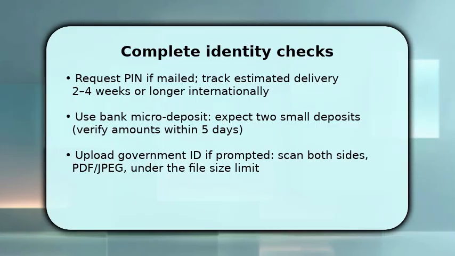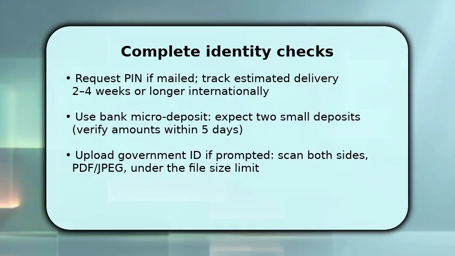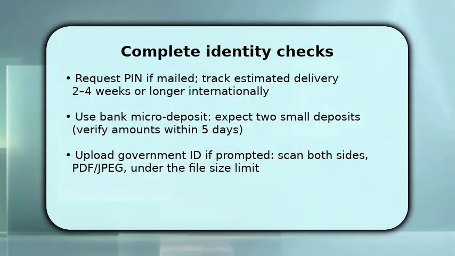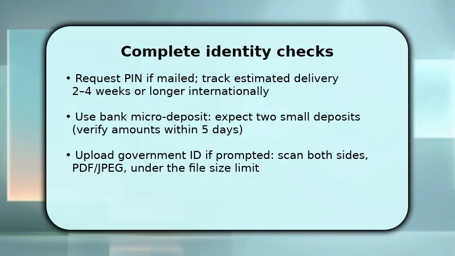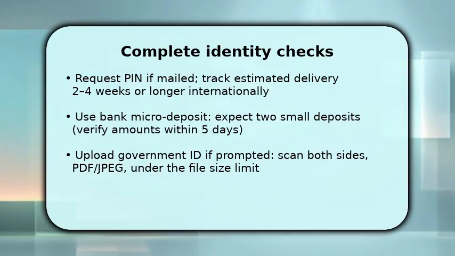Once your payment profile is set, proceed with the middle steps. Request the PIN to be mailed and watch the delivery window, or opt for bank micro-deposit verification and monitor your transactions. If AdSense prompts for an identity document, upload a clear government-issued ID and the exact name matching your payment profile. This speeds approval. Also confirm address formatting, since international mail can return.